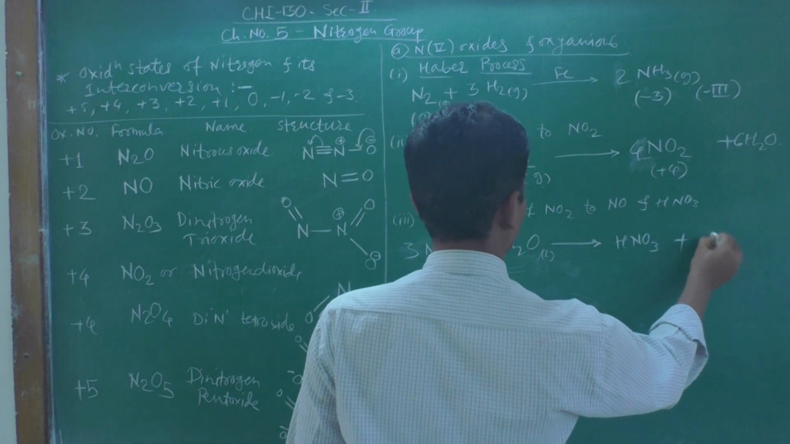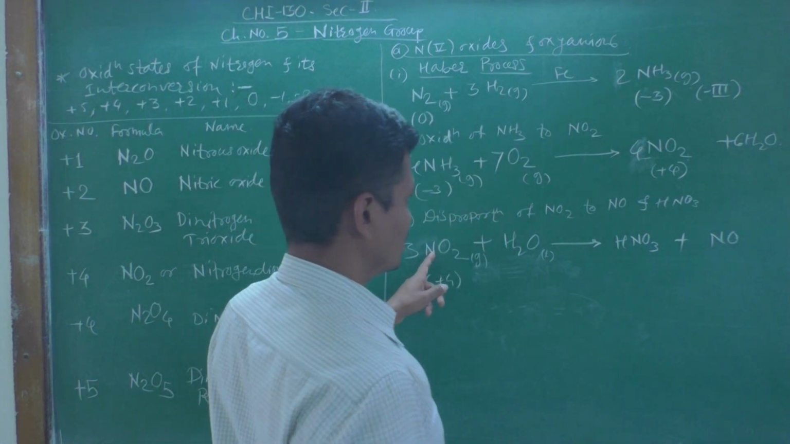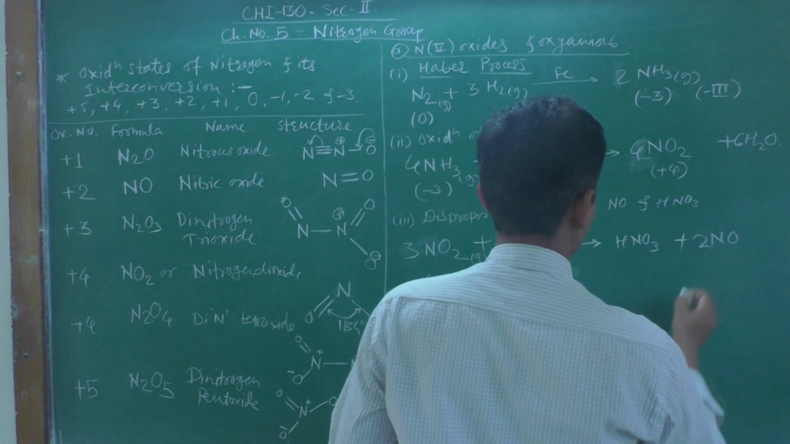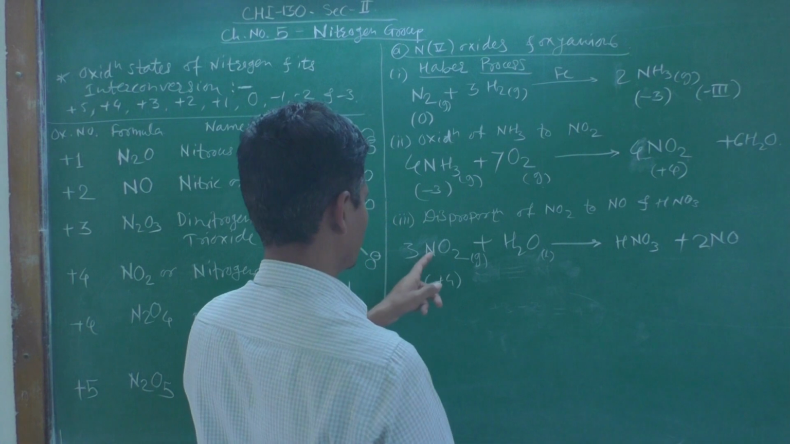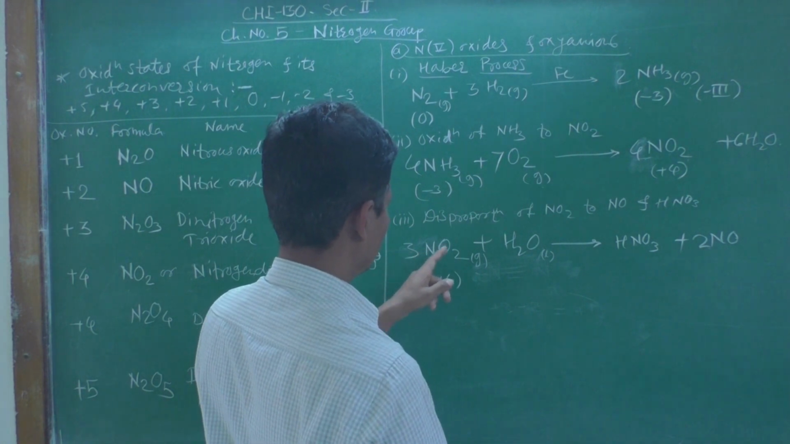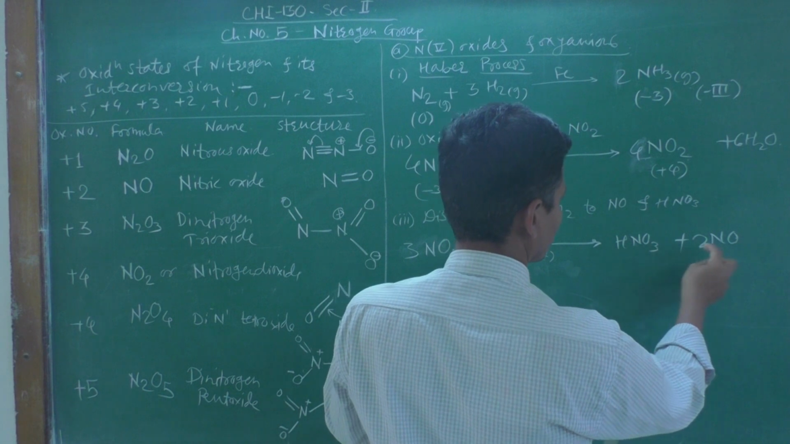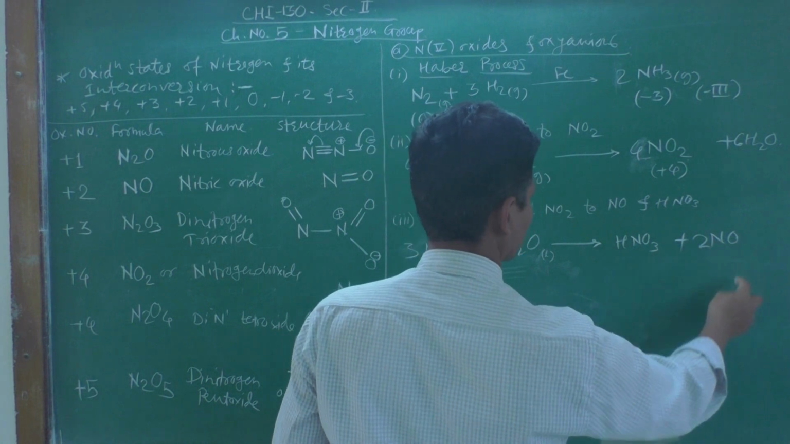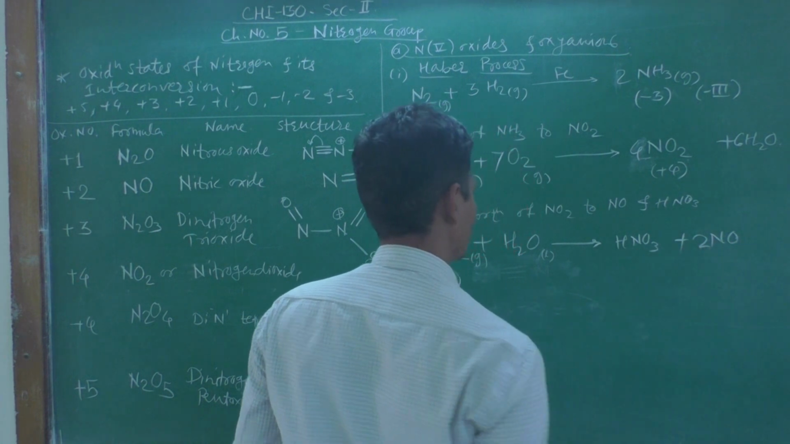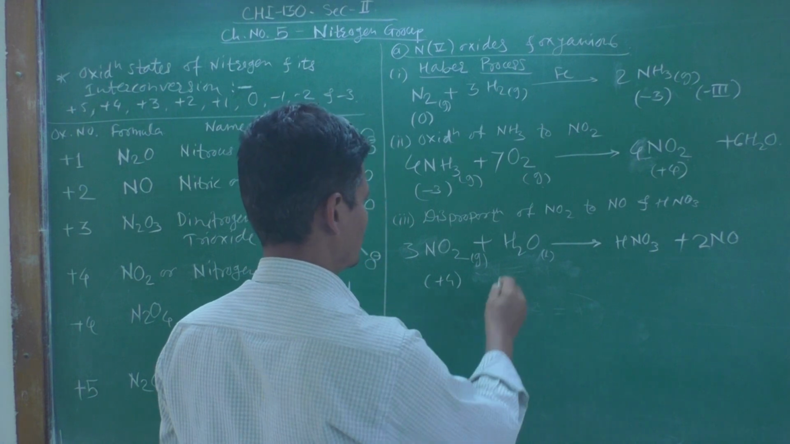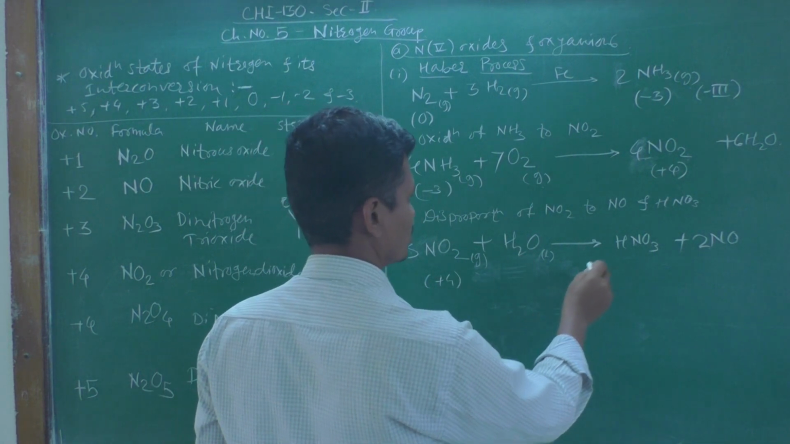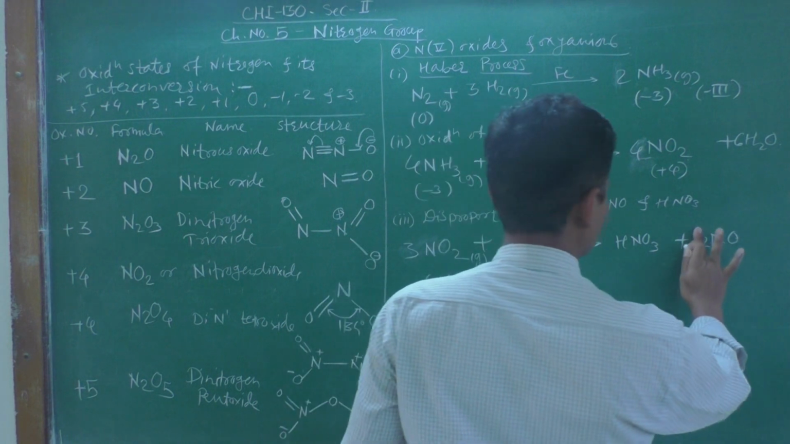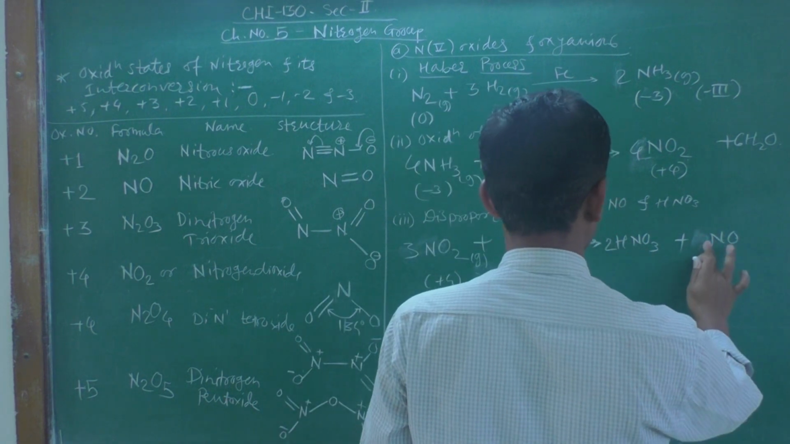HNO3 plus NO. Now, balance the chemical reaction. Twice NO, 2 nitrogen, 1 nitrogen, 3, then oxygen, 3 2s are 6, 3 here and 1, 3 plus 2, 5, hydrogen 2. So, here 2 hydrogen, twice HNO3. The balanced chemical reaction is twice HNO3 plus NO.